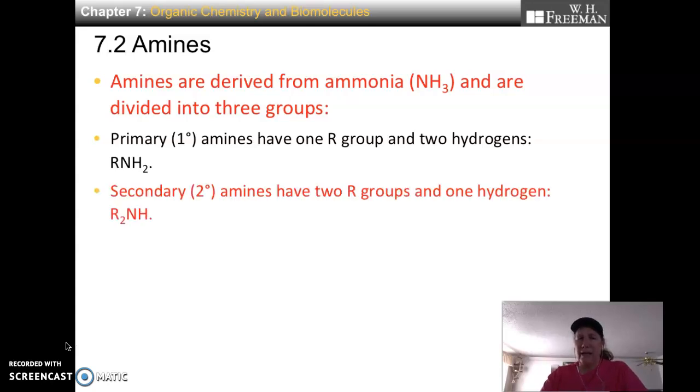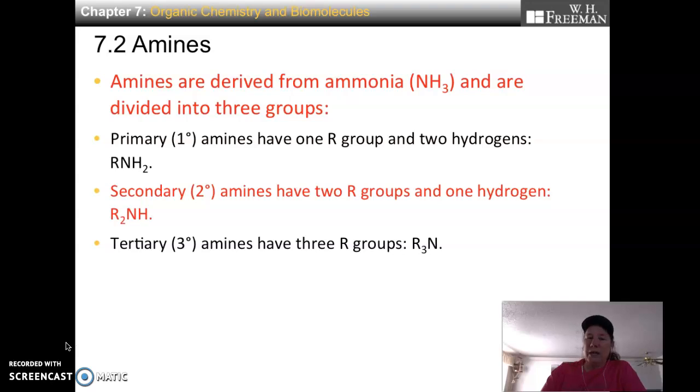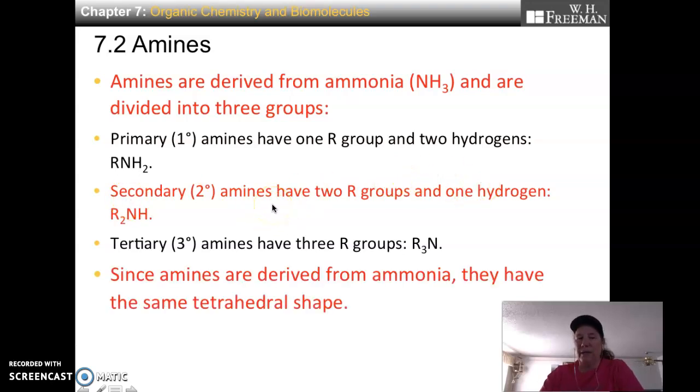There's a secondary that has two R groups and one hydrogen, so it's in the middle. So you'll have your NH in the middle, and then you'll have two R groups attached to it. And then you have a tertiary one with three R groups, and again, this one's pretty rare. The secondary is actually the most common, and the primary isn't that uncommon either. And again, I'll show you how to name them. They all have their own ways of naming them.